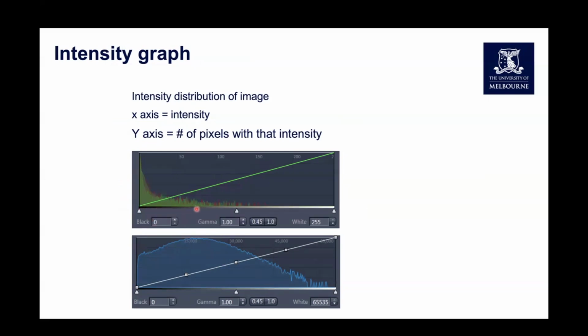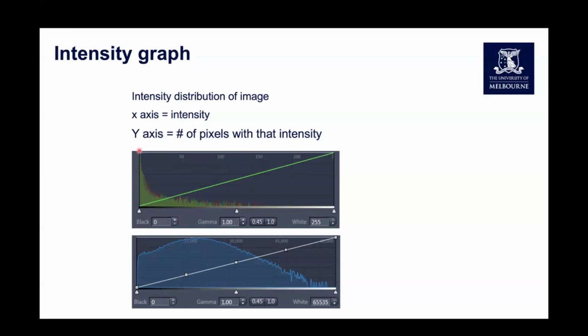On the x-axis, we have the intensity scale. So this is an 8-bit image, going from 0 up to 255 grayscale values. At the 0 level, we're looking at low level intensity, and as we go up, we're looking up to the maximum dynamic range of the detector. On the y-axis, we can look at the number of pixels that have that intensity.